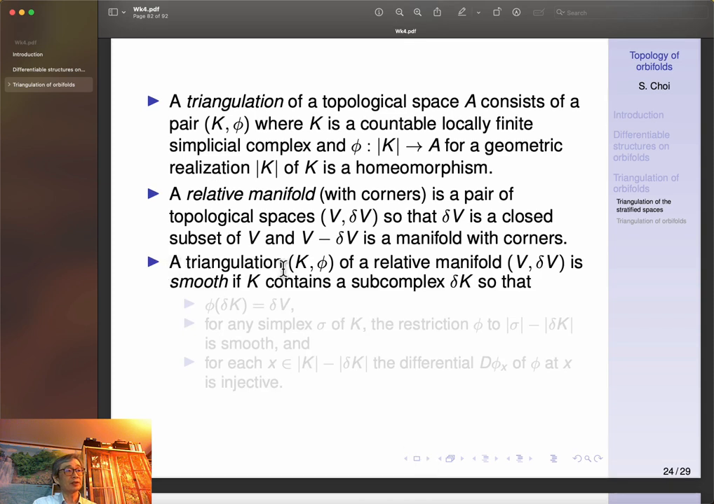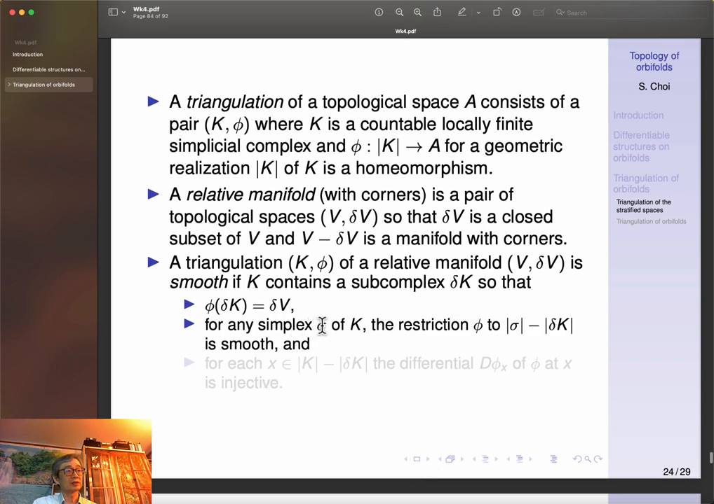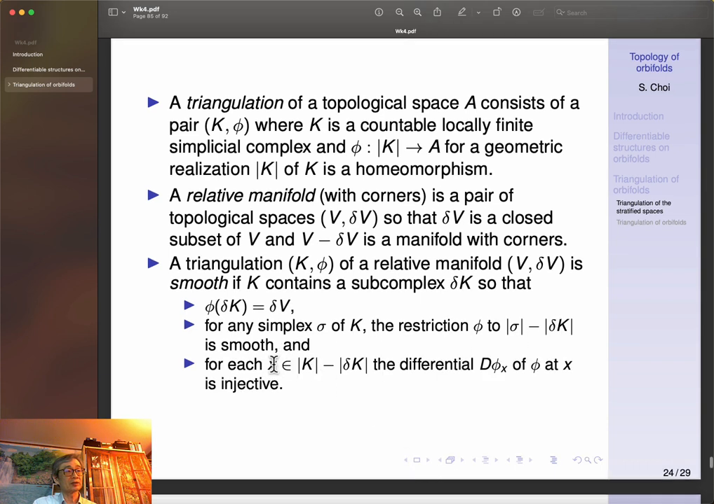So a triangulation K, φ of a relative manifold (V, ∂V) is smooth if ∂K contains a subcomplex ∂K, so that φ maps ∂K to ∂V, and for any simplex σ of K, the restriction of φ to the space of σ minus the space of ∂K is smooth. And for each of these points, the differential of φ at x is injective, so you have to look at some simplex containing it, and then consider the differential there for every simplex containing it.